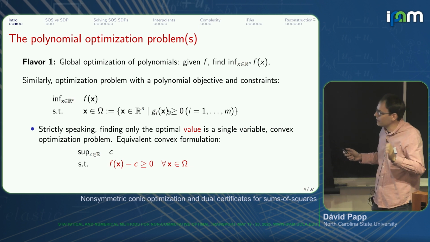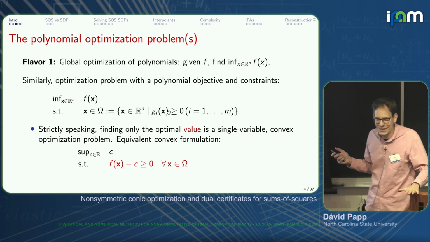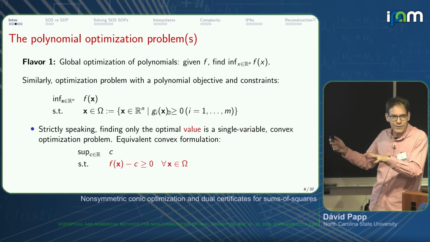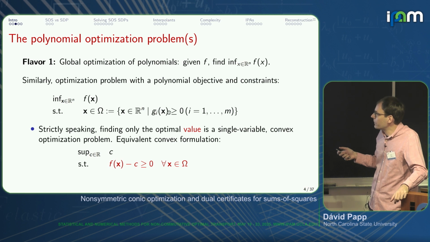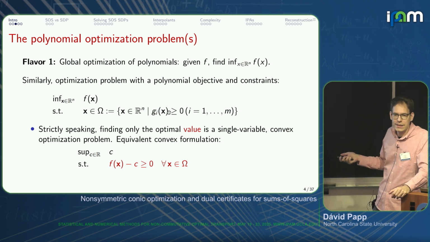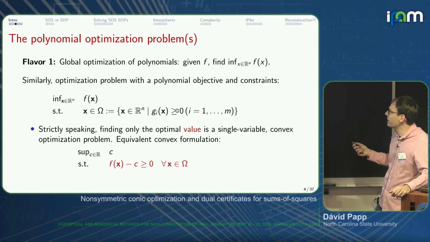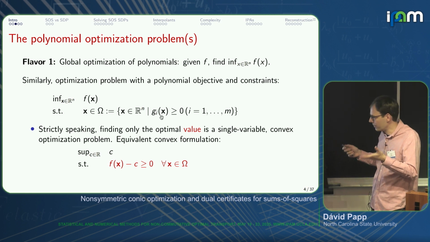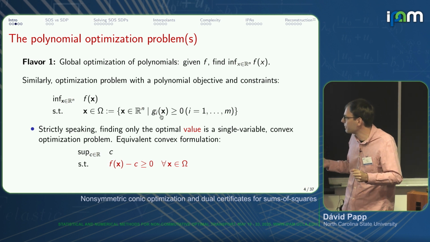So again, just very quickly, let's talk about what we even mean when we talk about polynomial optimization. Flavor one, which we have seen already in some of the lectures today, is global optimization of polynomials. When we are given a polynomial and we want to find a minimum, or maybe a lower bound on its infimum, or more generally, minimize some polynomial over a semi-algebraic set. Here, all of the polynomials are given. We are trying to find an optimal value, a sharp bound on its optimal value.